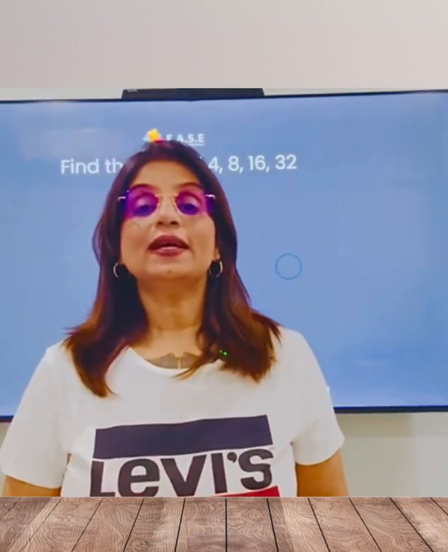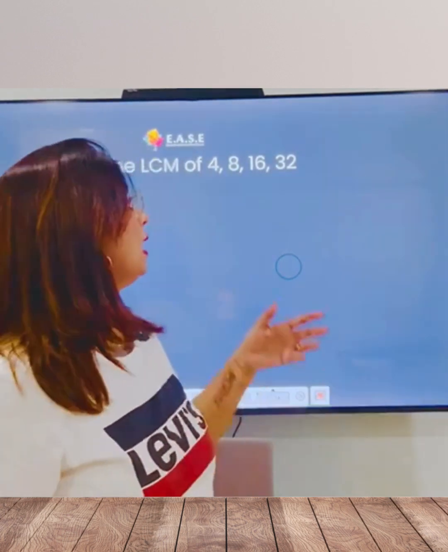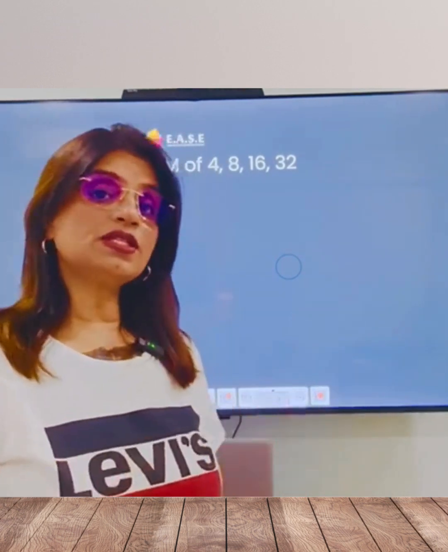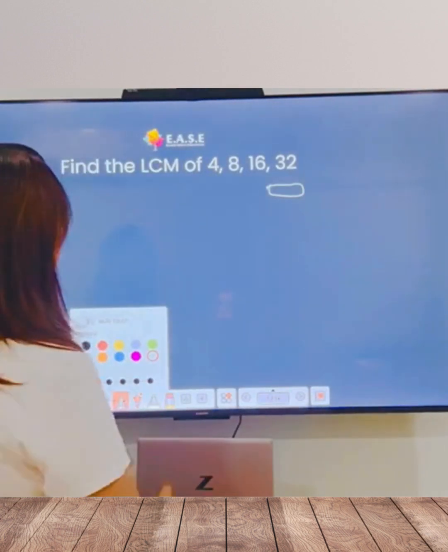Hi guys! In today's class, we're going to learn how to find the LCM of given numbers pretty quickly. I've taken 4 digits here, but you can apply the same method to 2 digits, 3 digits, and whatever you can. Let's proceed quickly and figure out how to find the LCM for these given numbers.